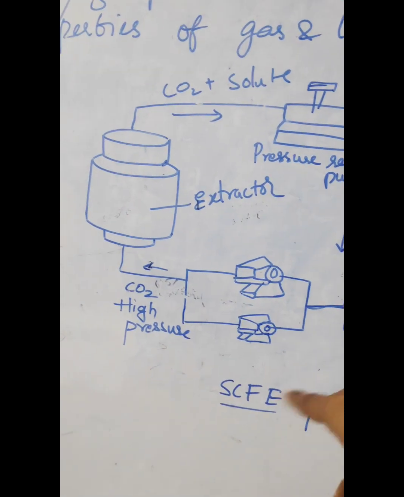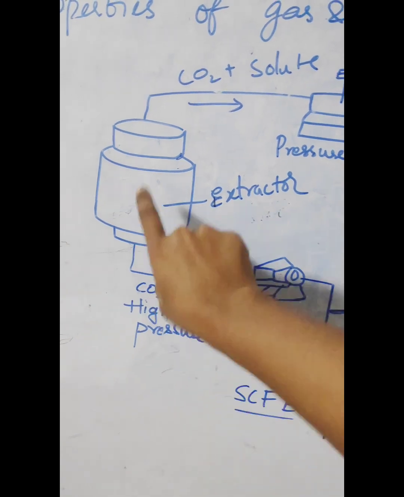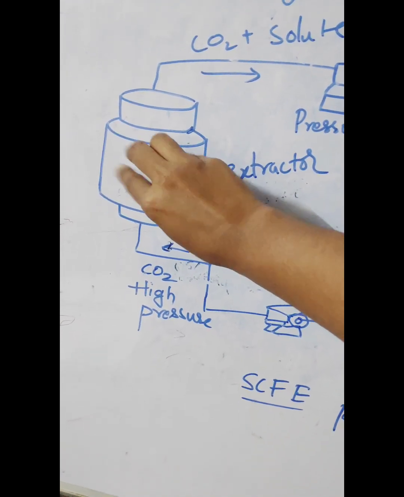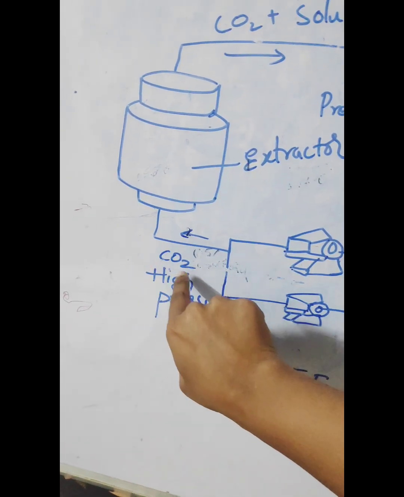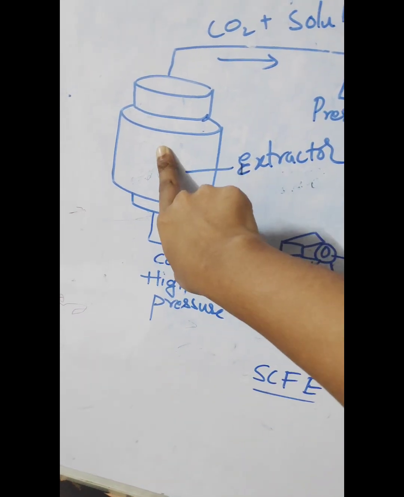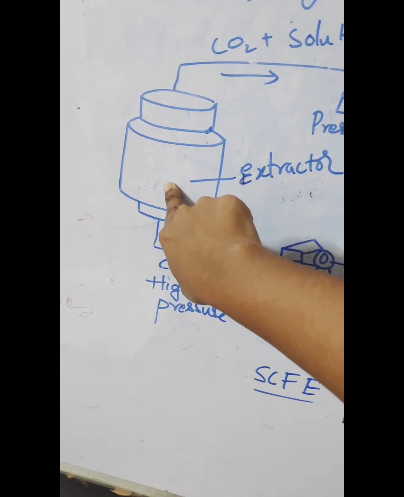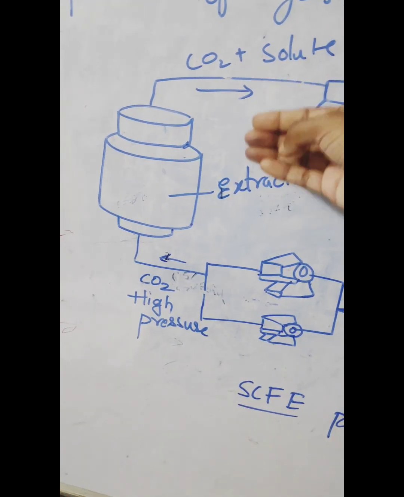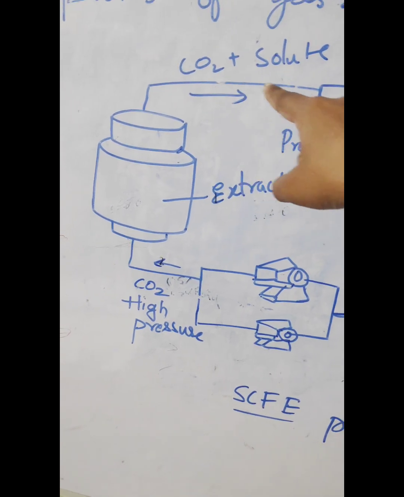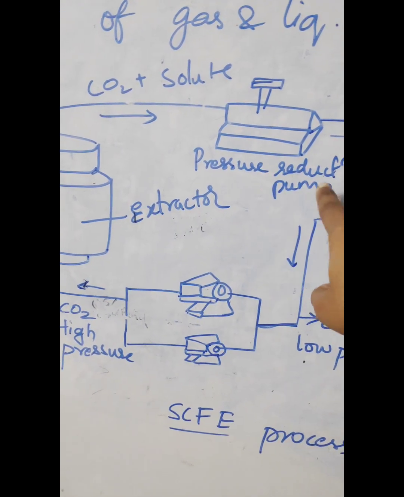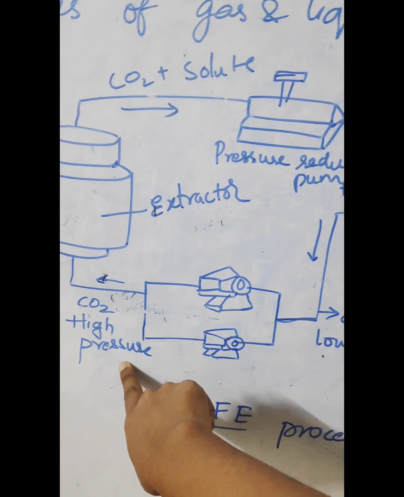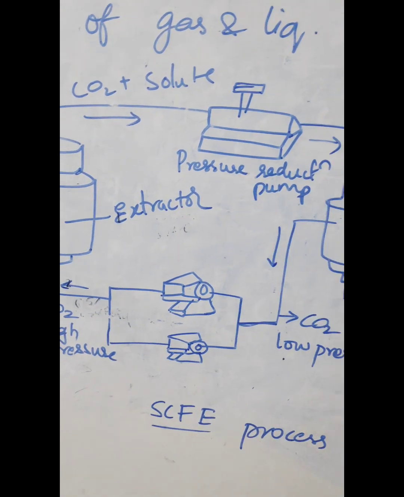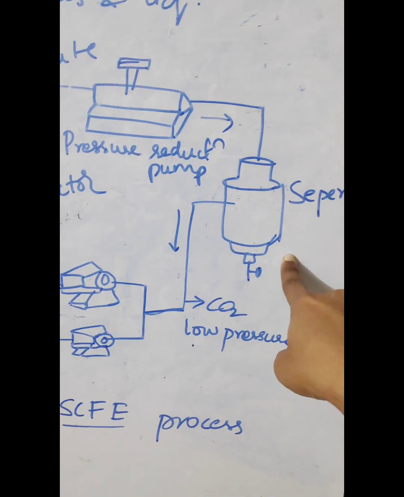Let me repeat again. First you are going to put all your plant material to be extracted over here. Next you are going to pump the carbon dioxide at a high pressure into the extractor. After the extraction has been completed, the carbon dioxide along with the solute, that is our desired phytoconstituents, will move along to the pressure reduction pump, because here the carbon dioxide is pumped at a high pressure. Now this pressure will be reduced here, and it is going to move into a separator.